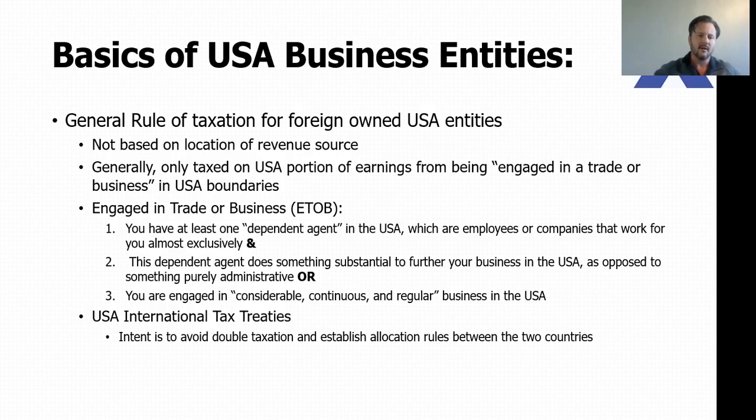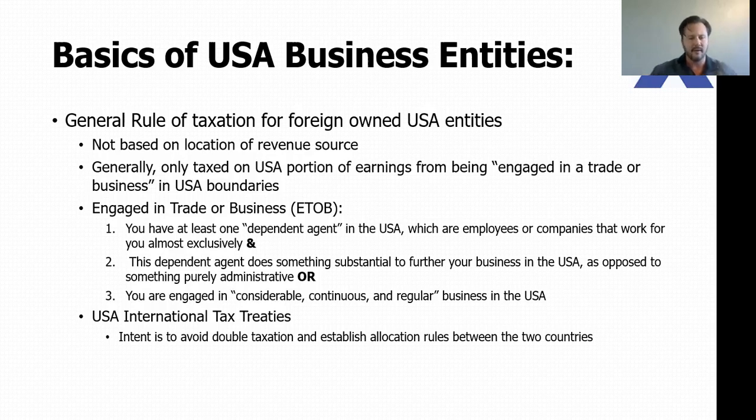And then the third, or you are engaged in considerable, continuous, and regular business in the USA. That clause is for, say, you have a business and you're not at all in the United States, but you come into the US for a trade show or something and you generate revenue. That wouldn't be considered considerable, continuous, or regular business in the US, so the revenue wouldn't be considered taxable. So that's where that applies. So as long as you keep your operations outside of the US, generally you're not responsible for paying US taxes.